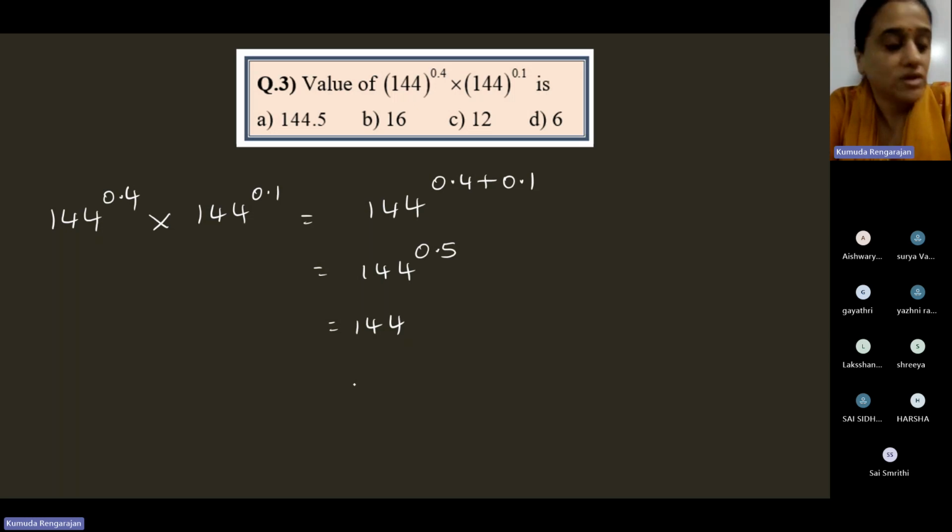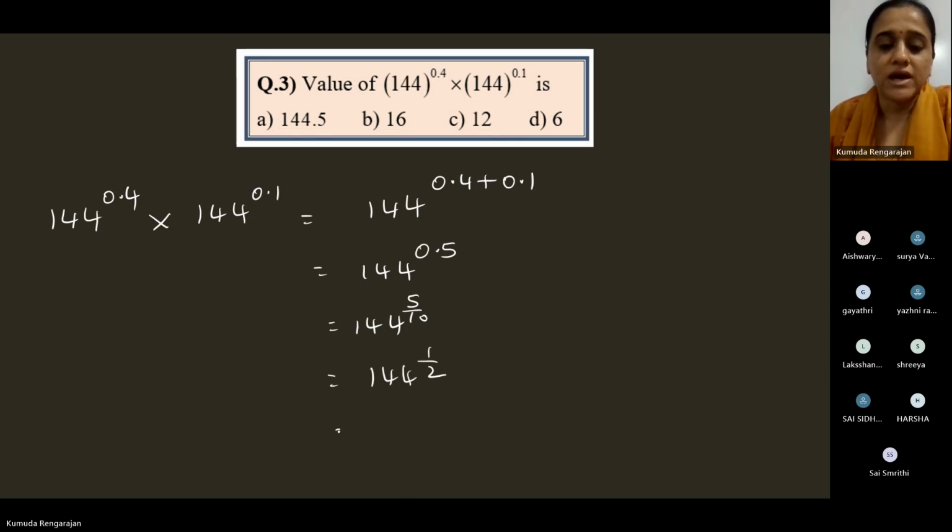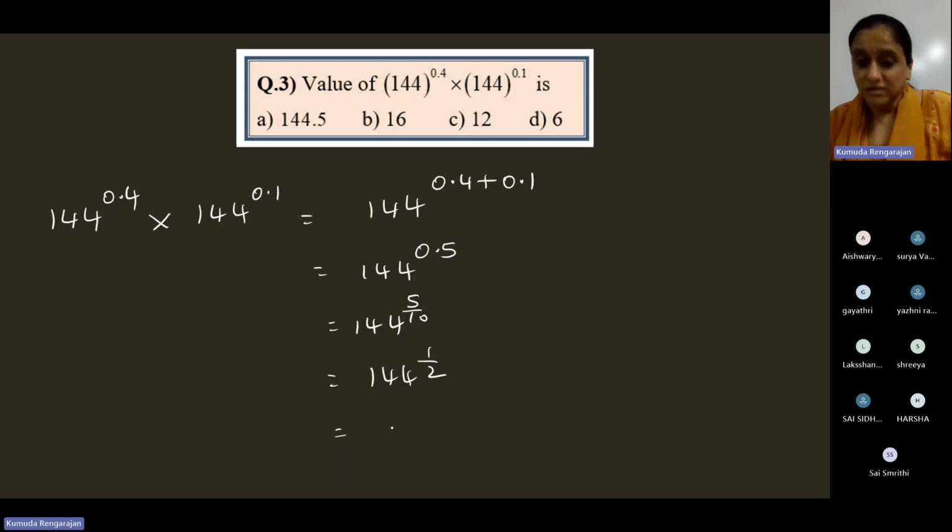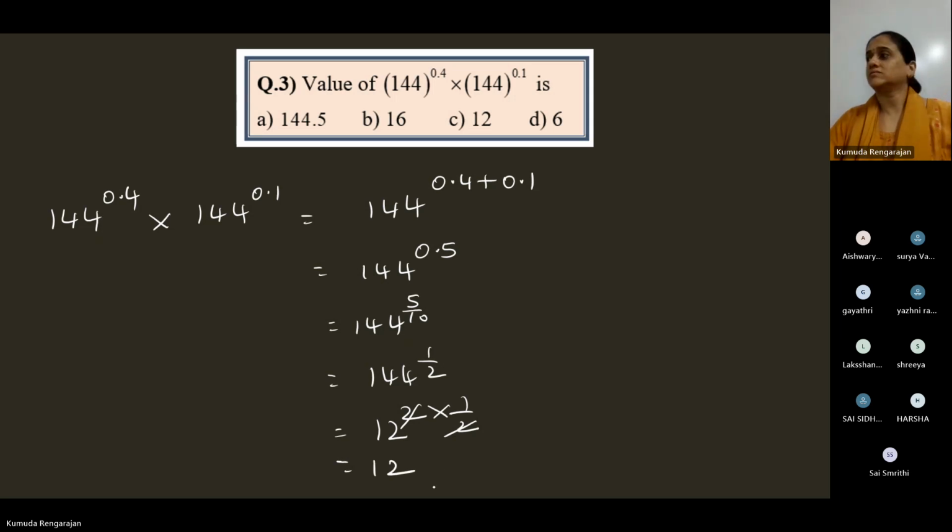0.5 can be written as 5 by 10. And 5 by 10 simplifies to 1 by 2. And 144 can be written as root of 12 squared. 144 is 12 squared, into 1 by 2. Very good. Correct.